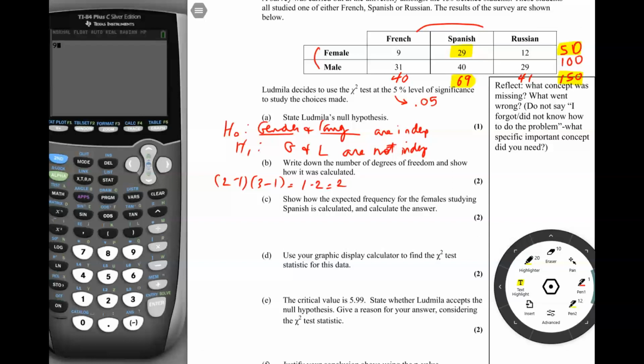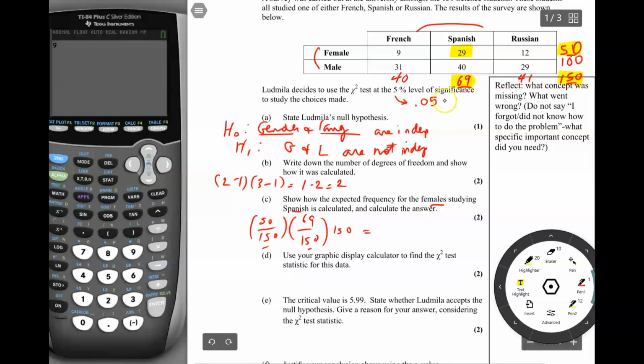What we would do is take the two subtotals, 50 and 69, put them over the grand total, 150, multiply them together, and then finally multiply by 150. So first we would do 50 divided by 150. We would multiply that times 69 divided by 150, and then we would multiply that times 150. So what we did was use the subtotal corresponding to Spanish and the subtotal corresponding to female, because they said female studying Spanish, and we just divided by the grand total and multiplied by the grand total, and that gives us the proportional value that we would expect to see instead of 29. So let's see what that is using the calculator.